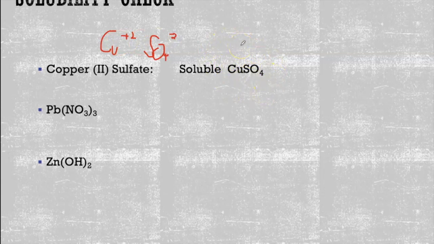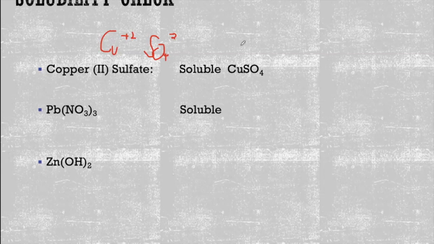And if we go to your Regents Reference Table, you will see that this is a soluble compound, copper sulfate. And we've also worked with copper sulfate in the lab on a number of occasions. It forms a very pretty blue-colored solution. Let's take a look at lead nitrate, lead(II) nitrate in this particular case. If you remember from the table, all nitrates are soluble. Therefore, this is a soluble compound.